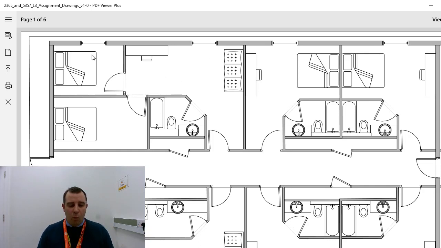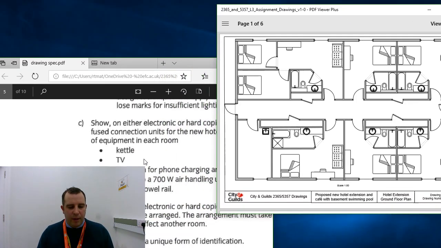So once you've done one room, you should be able to replicate that in most of the other rooms. There are 2 bedroom types, but there are single bedrooms, and you can see that this room looks exactly the same as this one. It's just a mirror image of it. So I'd expect there to be a mirror image in how they're put on. So that's the bit you need to do.